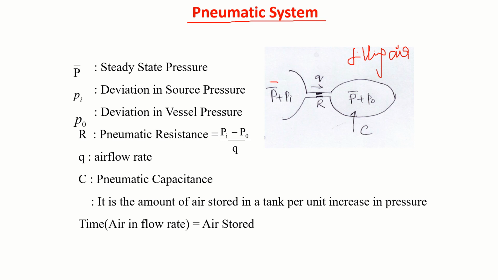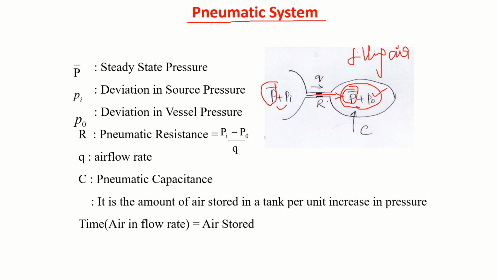Suppose the supply pressure was P bar, here also P bar, in the tank. Now I increase the supply pressure by Pi, so the supply pressure will become P bar plus Pi. So now air is pushed into this. As the air gets stored in this tank, assume it is a constant volume tank, its pressure increases by P naught.